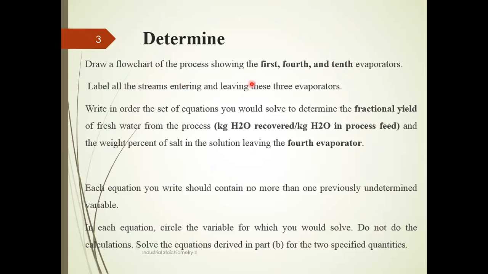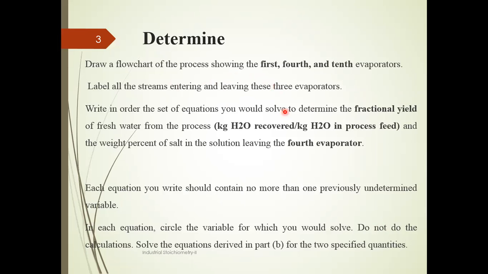So first we have to draw the first, fourth and 10th evaporators diagram, in which we put all the information known in the question. The information known in the question is the weight percent before the first evaporator, and the weight percentage of salt and water at the end of the evaporators. So we have to determine the fractional yield.